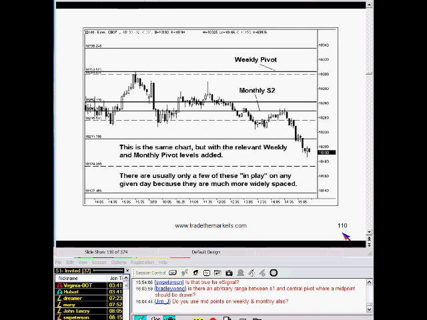Bradley, that's a good question. Is there an arbitrary range between S1 and the central pivot where a midpoint should be drawn? Yeah, what I found is with the Dow, if there's at least 40 points between S1 and the pivot, I'll go ahead and add that midpoint. And for the S&Ps, that'd be 4 points. So I found that that's a generally good rule of thumb.